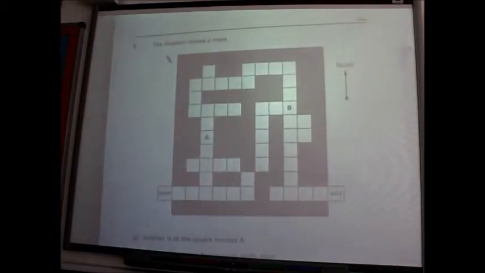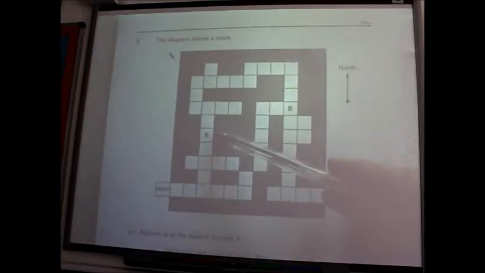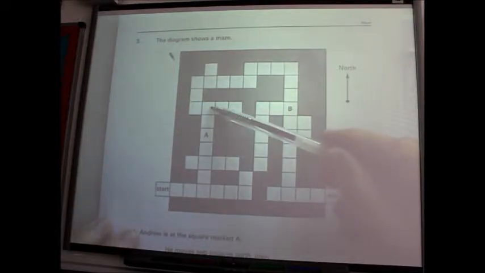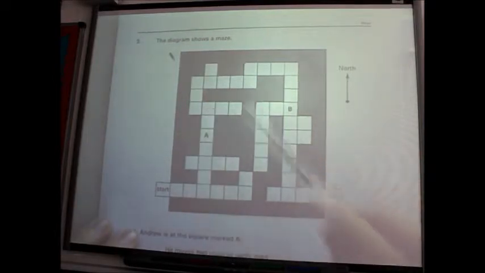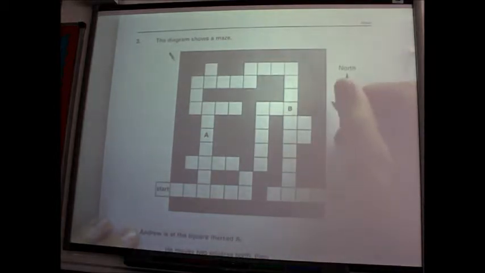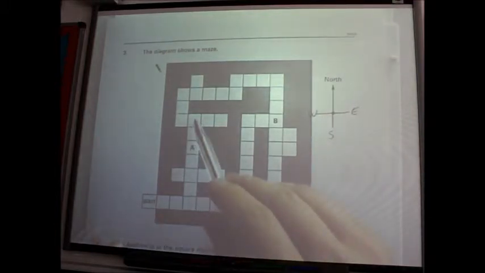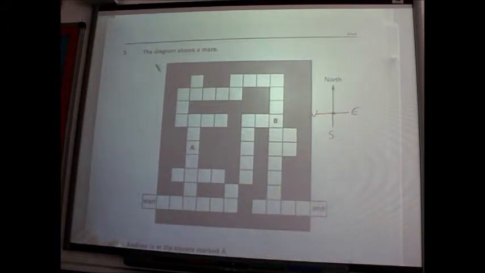Question 3. The diagram shows a maze. Andrew is at the square marked A, so he's here. He moves 2 squares north, which is there, and then he moves 1 square to the west. And west is, fill this in over here. Do you remember the rhyme we do, never eat shredded wheat, or naughty elephants squirt water, or whatever you want to do. So 2 squares north, 1, 2, and 1 square west, there. So put an X in the square. There you go.